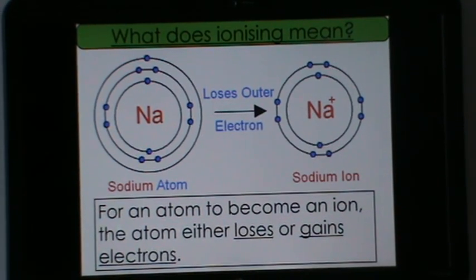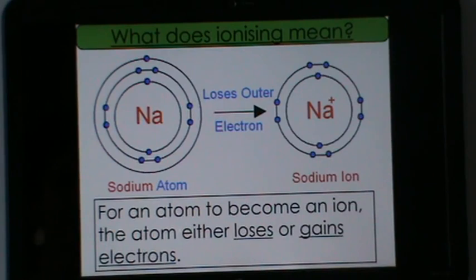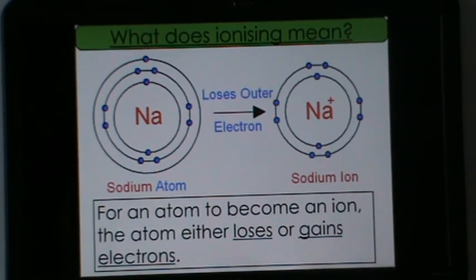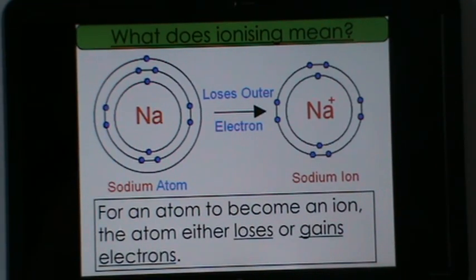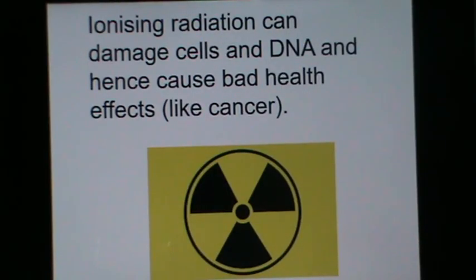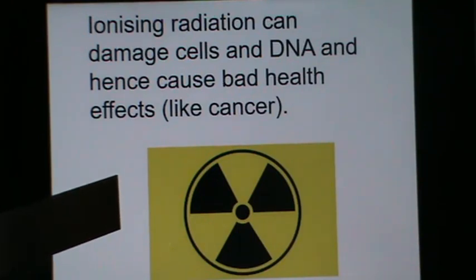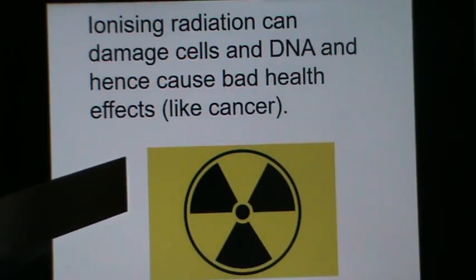What does ionising mean then? For an atom to become an ion, the atom either loses or gains electrons. In the example pictured, we have a sodium atom, and if it loses its outer electron, it's become a sodium ion. This also means it now has an electrical charge of +1. So if an atom loses or gains electrons, it becomes electrically charged and we call it an ion. Unfortunately, ionising radiation can damage our cells and DNA and hence cause bad health effects like cancer. And that is why we have this hazard symbol to warn people if they are in an area which has high levels of ionising radiation.